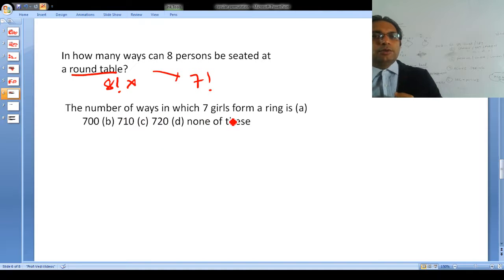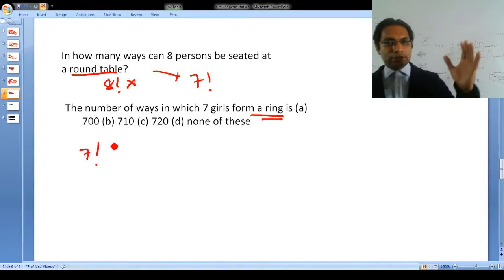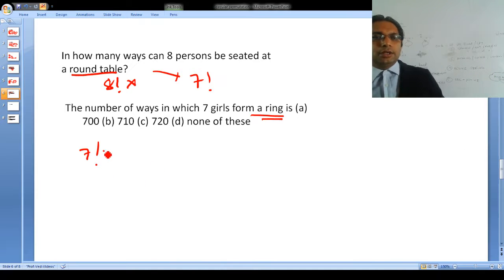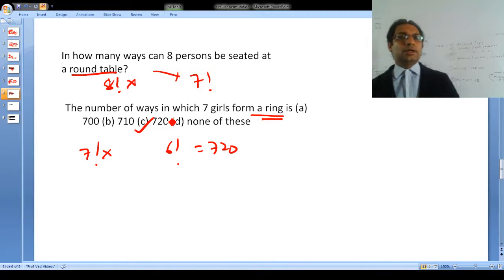The number of ways in which 7 girls form a ring. They are forming a ring, how many? 7. So in a normal case you will say 7 factorial if it is a normal permutation, because you have to choose 7 out of 7 arrangements. In this particular case it is a ring, so you will say 6 factorial, which is actually 720. So you go ahead and C is the answer.